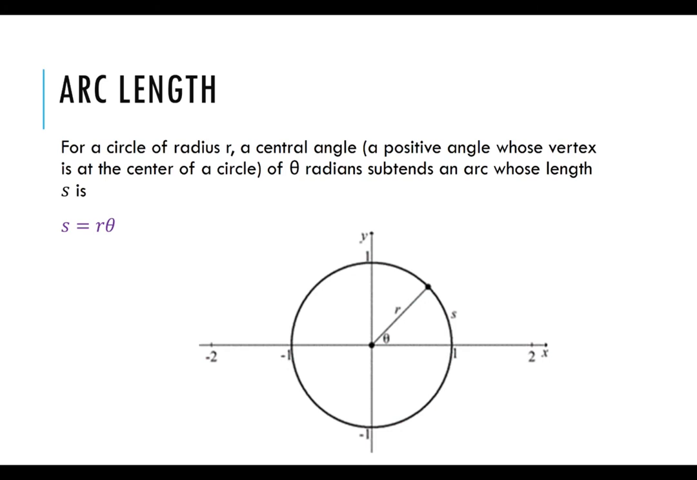Now, if we use that definition of radian measure that we just gave, we can get what's called arc length. Arc length is S equals r theta. There are some restrictions here, and that is, for a circle of radius r, a central angle. What is a central angle? It's going to be a positive angle whose vertex is at the center of the circle. The vertex is here, and we're pretending we're in standard position, and so the rotation is counterclockwise, which is positive. That central angle of theta radians subtends an arc whose length S is equal to r theta, by manipulating the previous definition of radians.